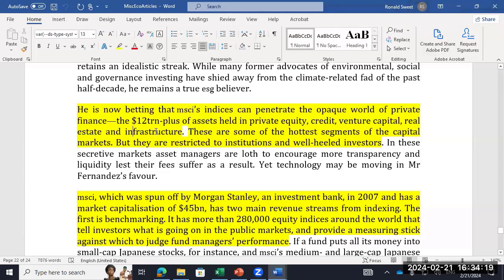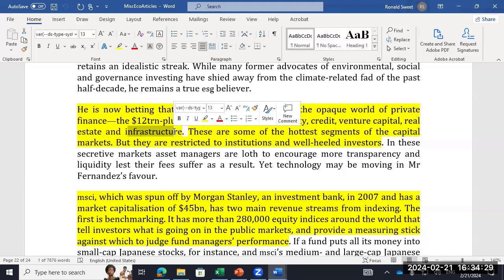Real estate is a private market. Infrastructure. We haven't talked much about infrastructure. So infrastructure is another alternative asset. Y'all know what infrastructure is? How would you invest in infrastructure?